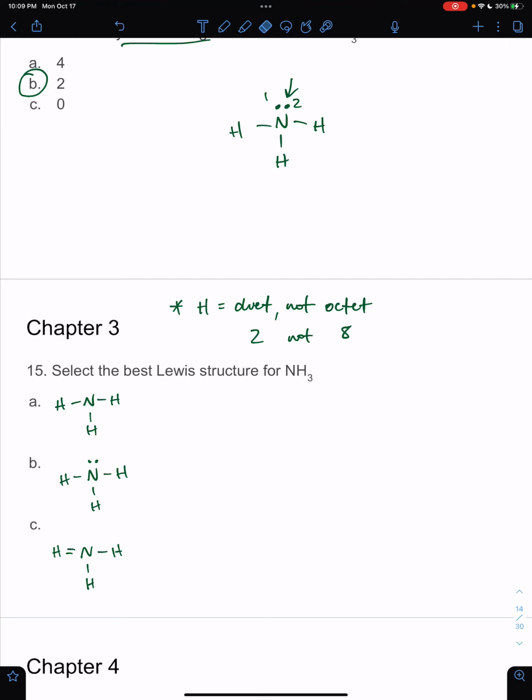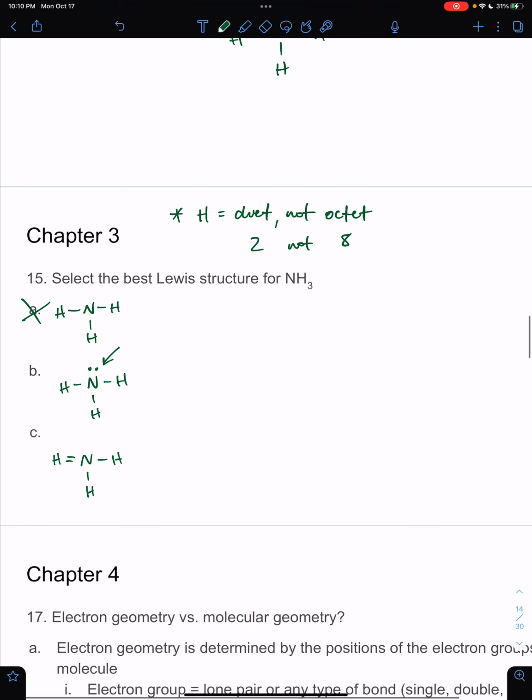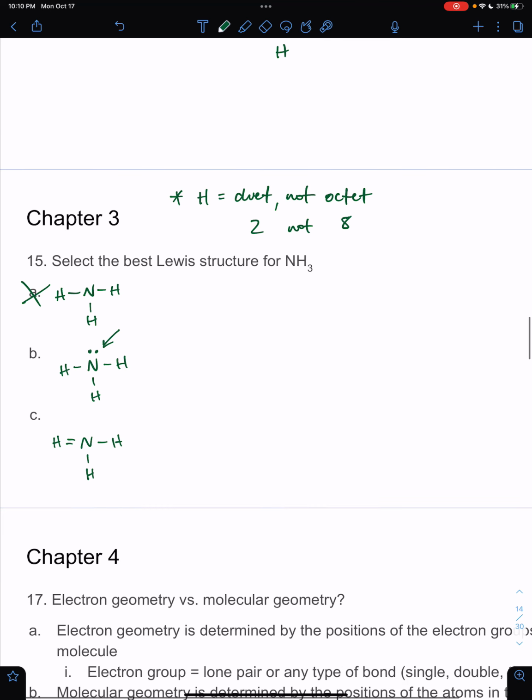So in this first one, each hydrogen is satisfied, but the nitrogen only has 6 instead of 8 in its octet. So this one is not going to be the right answer because the nitrogen does not have enough electrons surrounding it. That's why earlier we had to draw this lone pair in order to satisfy the nitrogen and have 8 electrons surrounding it. So we already know that one's the right answer because we drew it up here, but let's just go over letter C.